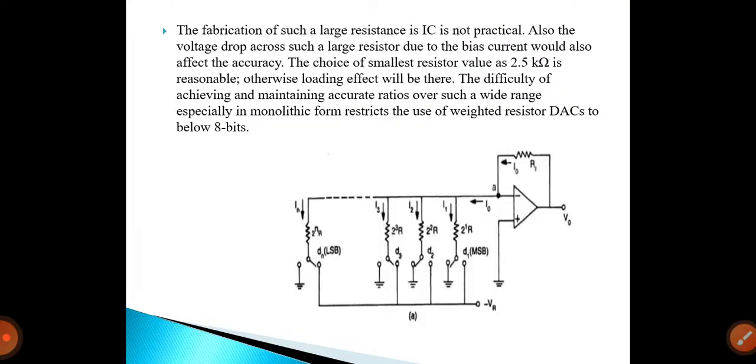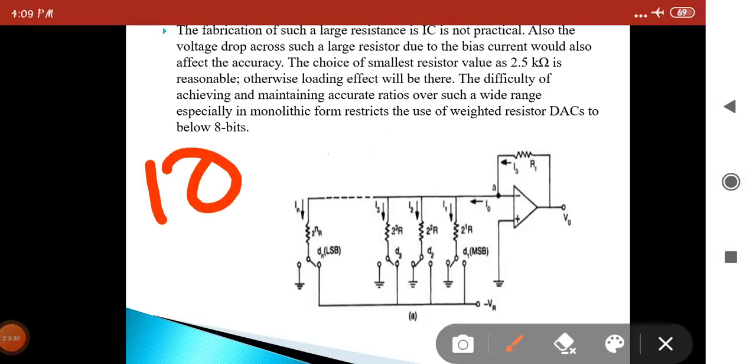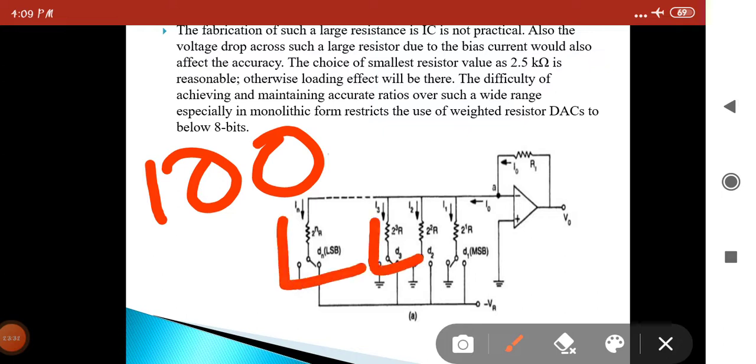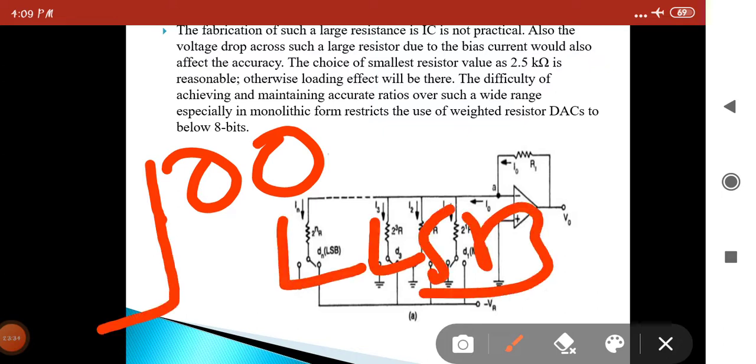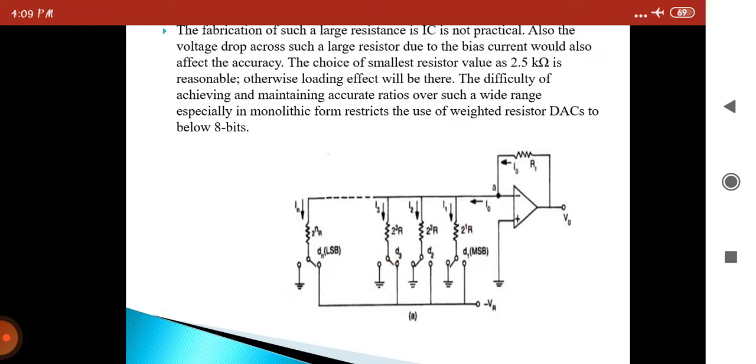This is the working condition of the DAC. This is the most significant bit. This one is the least significant bit. For example, 100, the last bit is the least significant bit and this is the most significant bit. That is the circuit you have seen. Here only 3 bits are there.